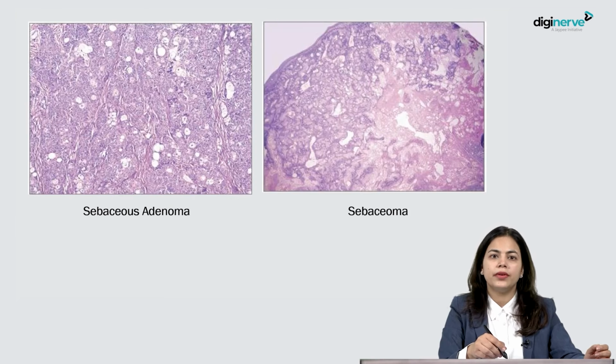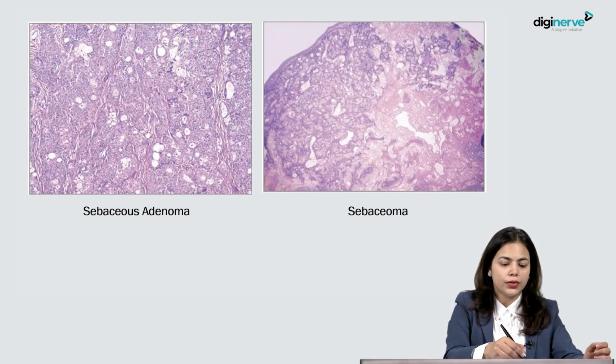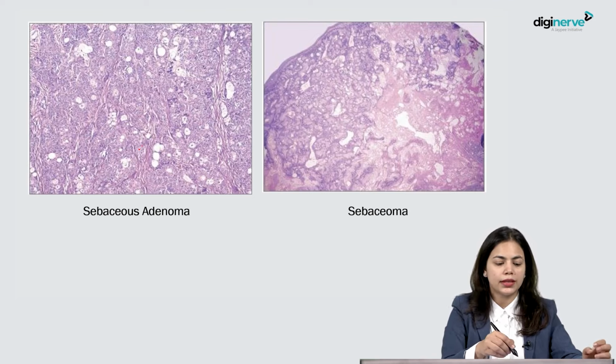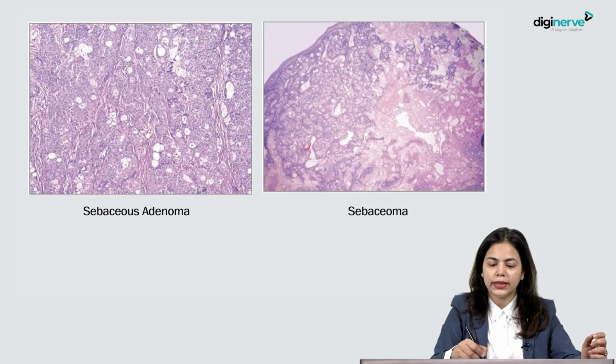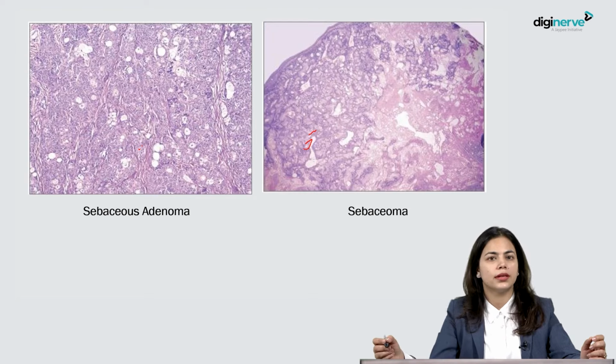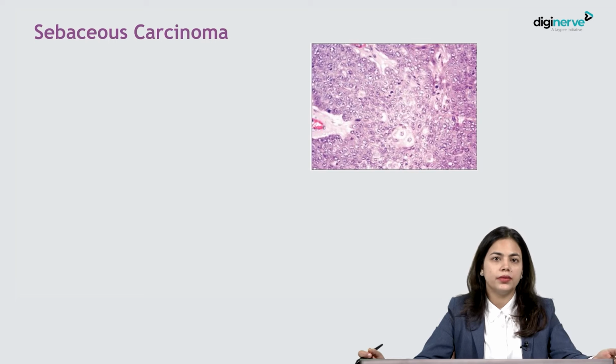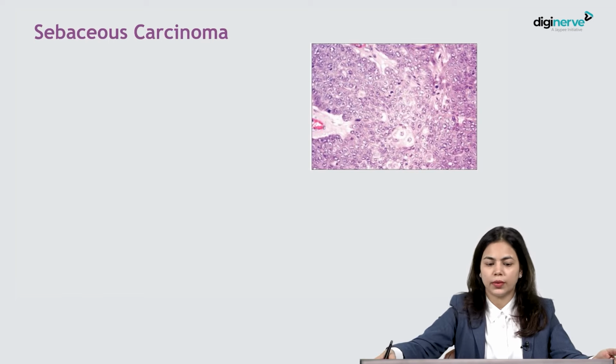Now, on the left side, we have sebaceous adenoma. What you see is that the predominant cells are the sebocytes. That is why the tumor looks a little lighter in color. While on the right side, we have sebaceoma, where the predominant cell type is these dark blue cells, the basaloid cells, and only few of them are sebaceous cells.